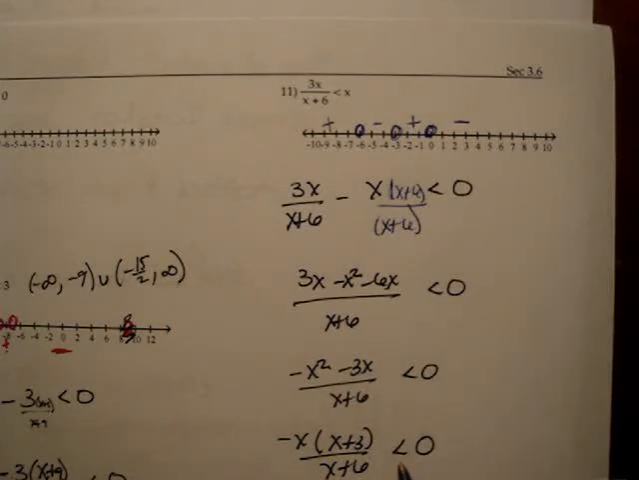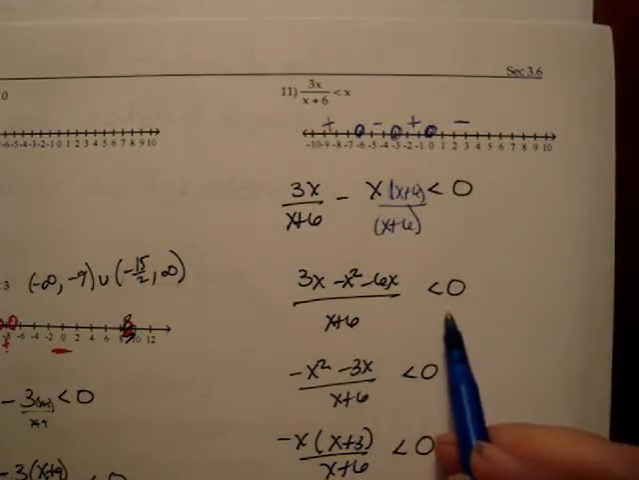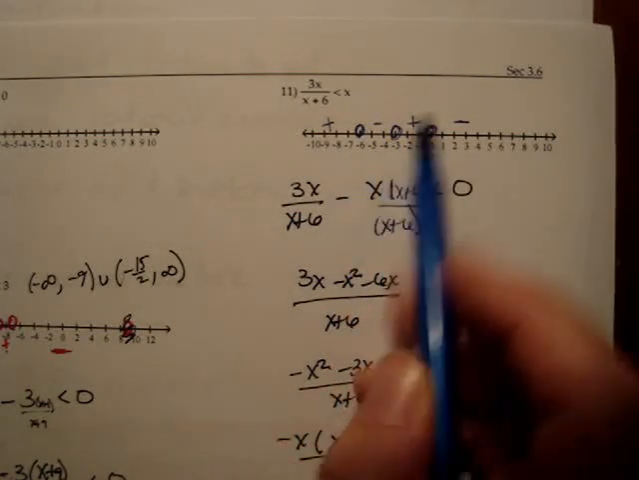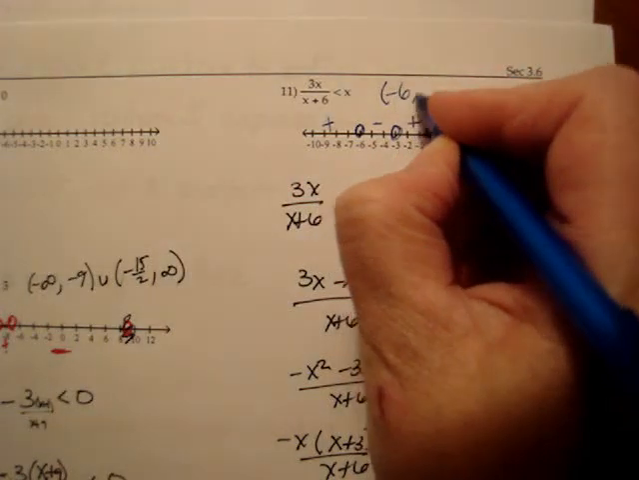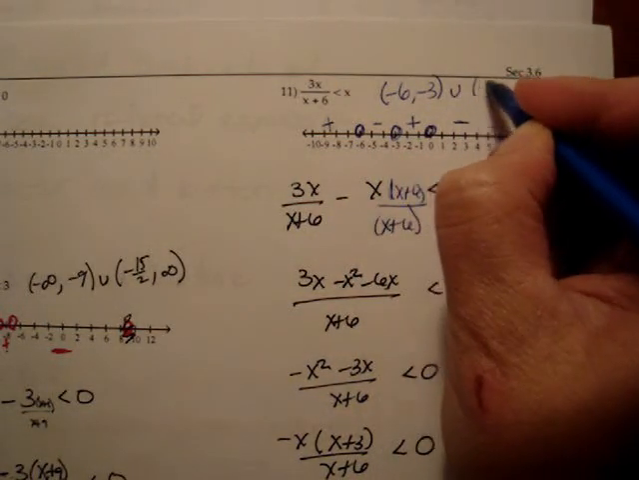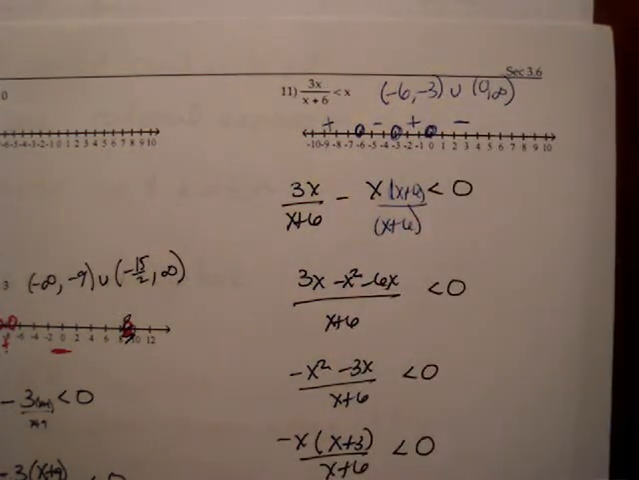And then what pieces are we looking for this time? This time we want the pieces that are less than 0 or negative. So that's from -6 to -3, union 0 to infinity. Okay, and that is 3.6. And I think I better stop and I'll do 3.7 tomorrow morning.